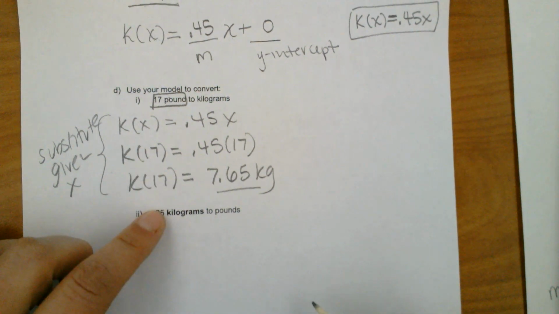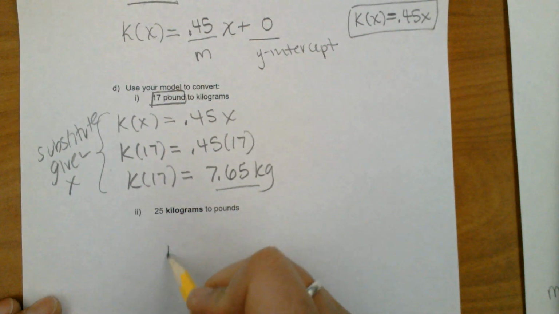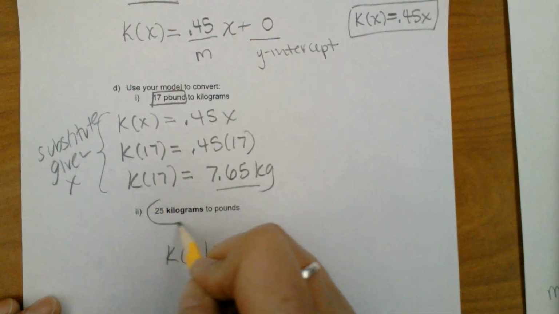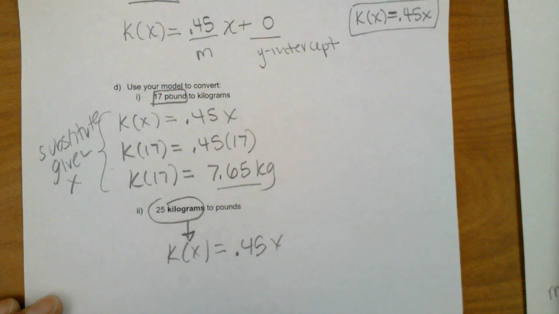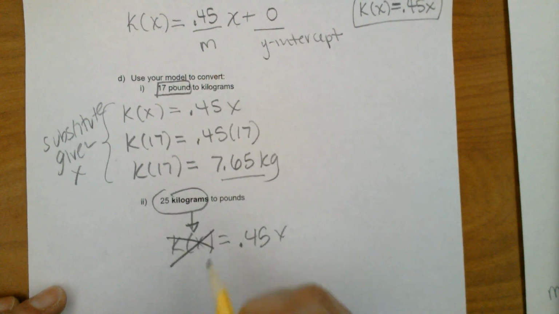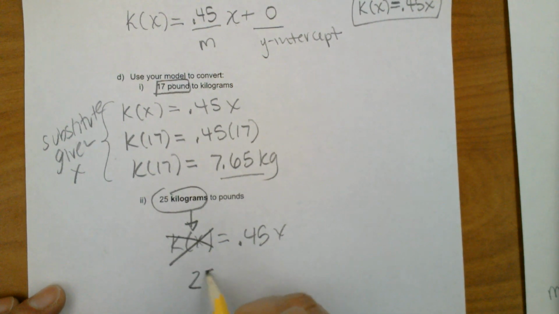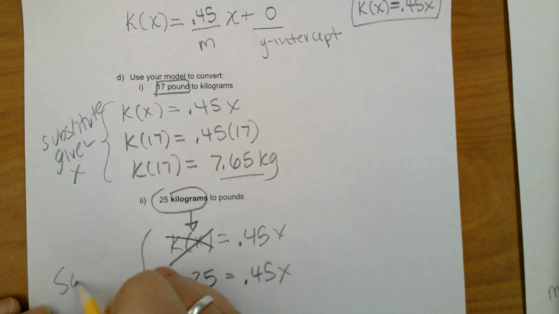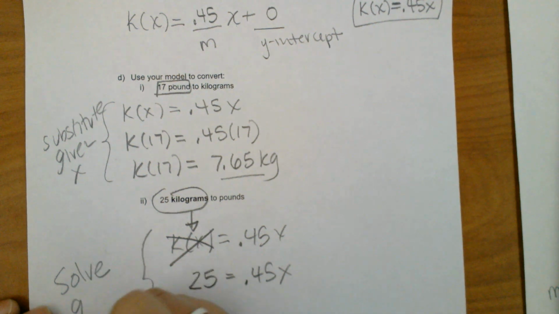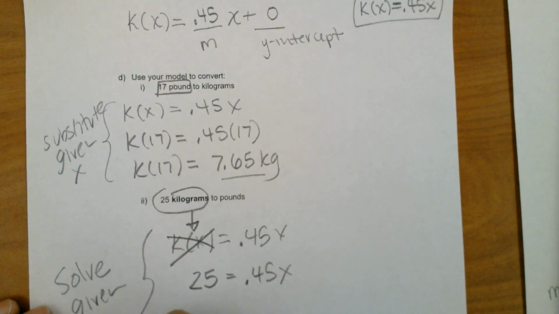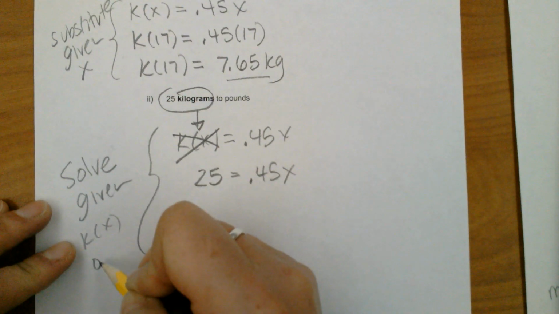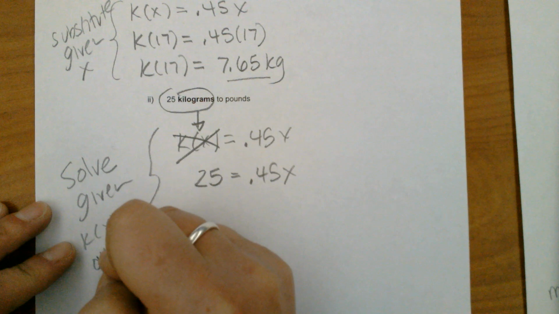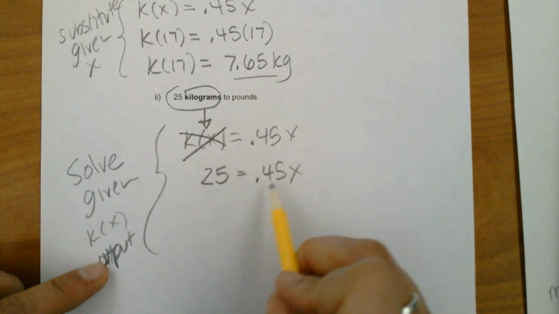Now for this one, we need kilograms to pounds. So what they give us is they actually give us the output. This kilograms is this right here. It's our output. So we need to physically take all of that out and replace it with the number 25. And what this problem becomes is a solve problem because we were given the K of X. We were given the output. So since we were given the output, we now have to solve.